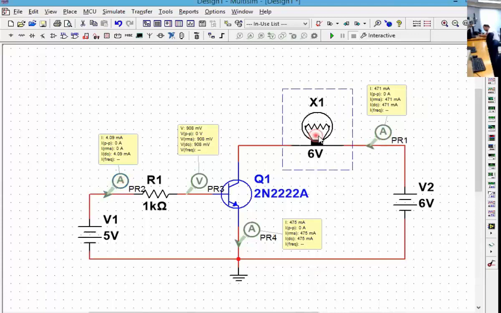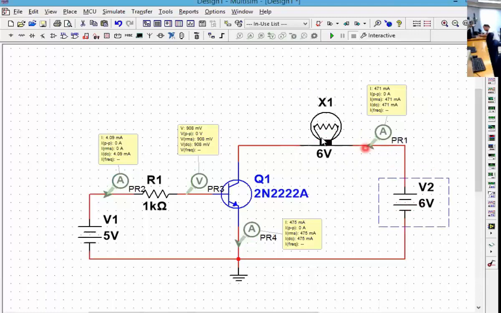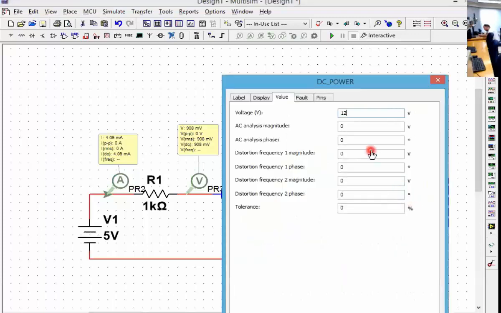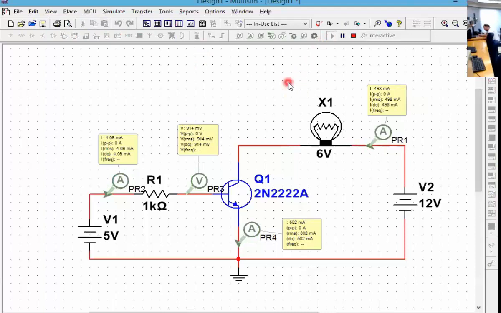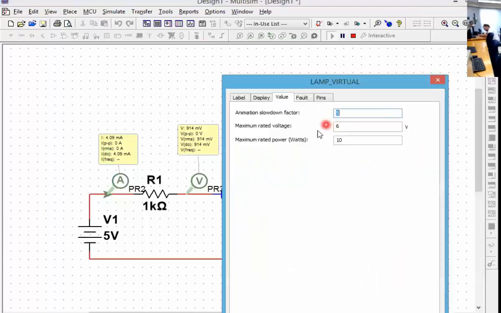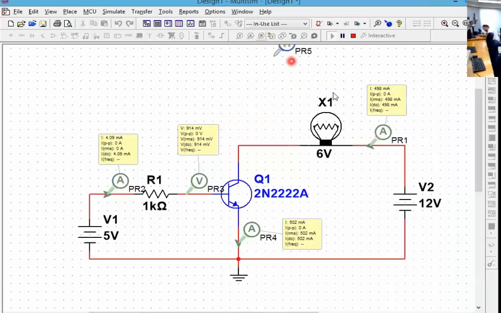But whatever you are doing on the collector, that collector supply decides it. Here I have a lamp of 6 volts, so I require a 6 volt source. Of course, I can put more than this. That eventually, if I leave it like this forever, I don't know, Multisim shows a broken lamp, but usually it will burn the filament because the voltage is definitely higher than the rated voltage. I think I have maximum rated at 6 volts. Probably the power is not 10 watts yet. Yeah, power is only 891 milliwatts.